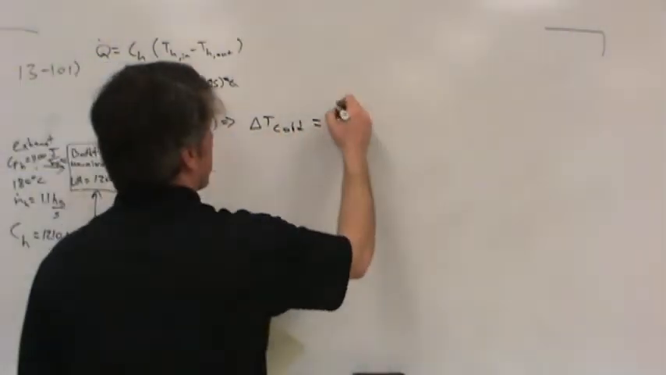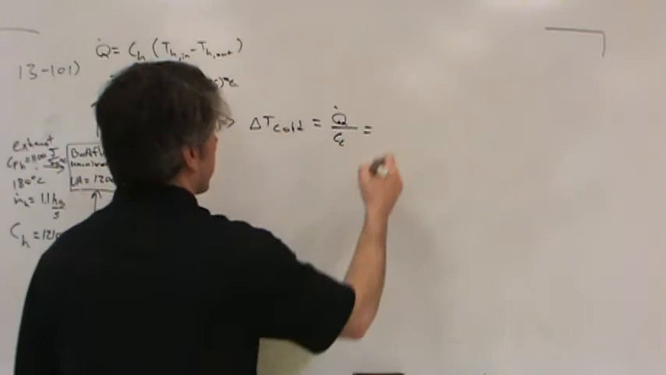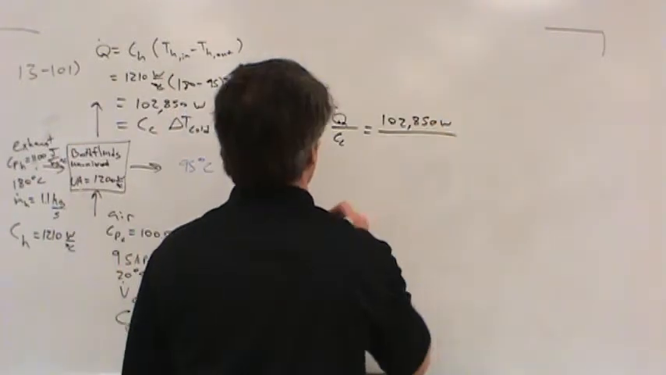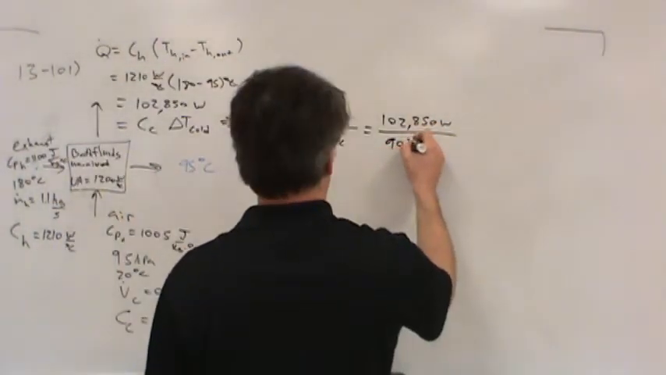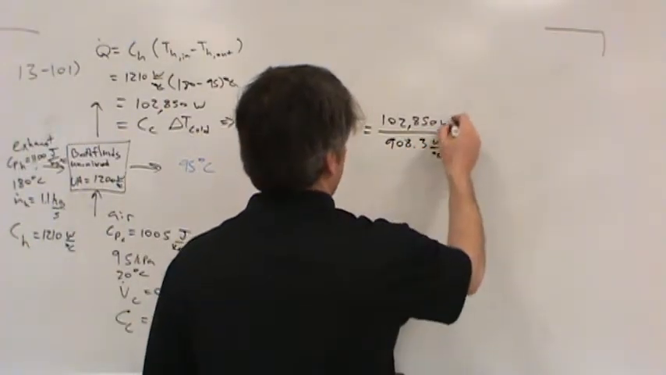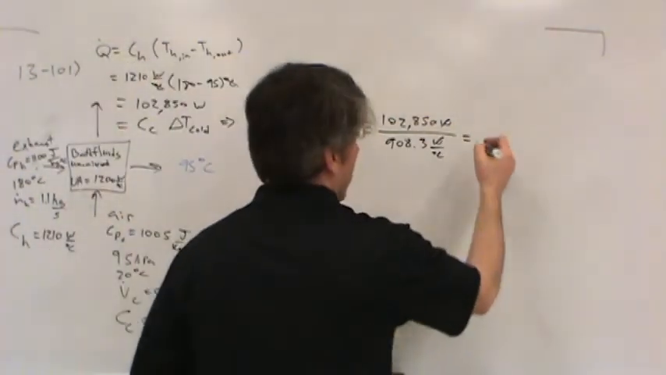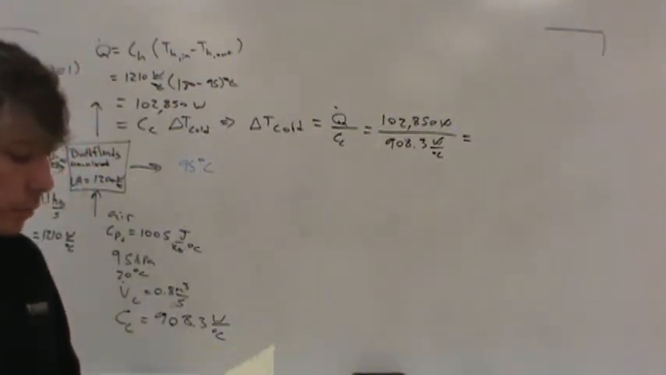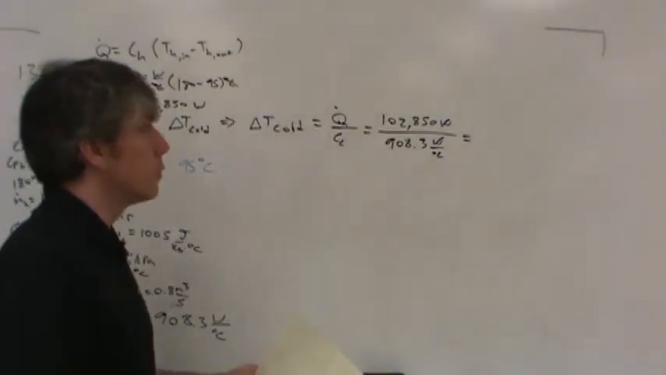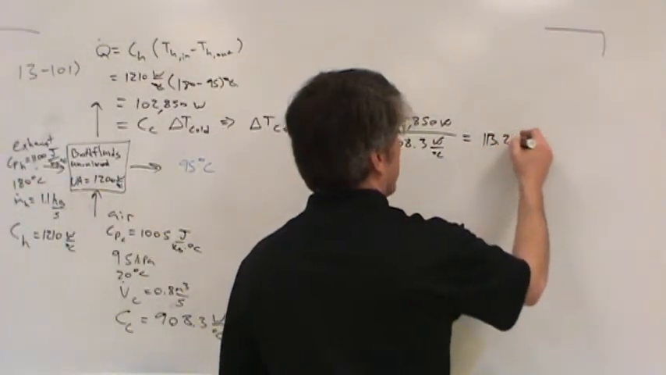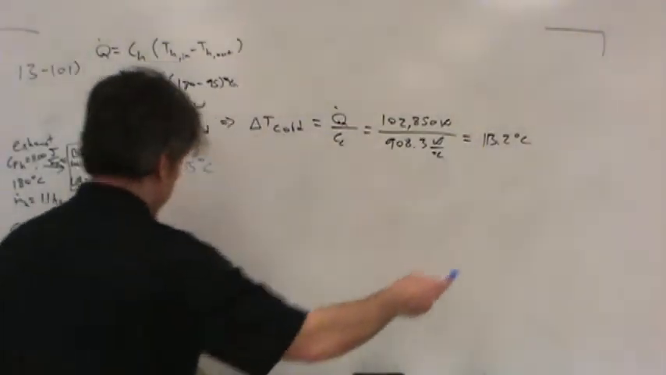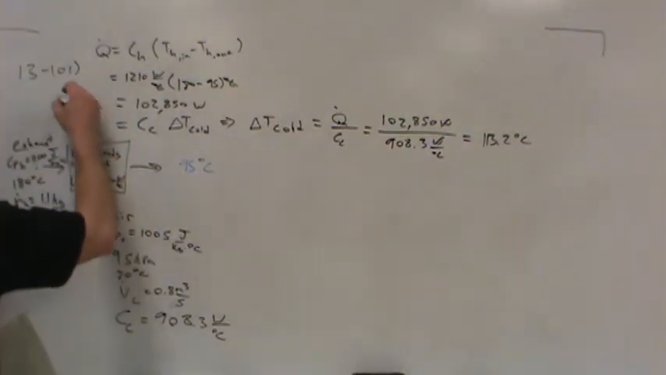That should be equal to the heat transfer rate, Q dot, divided by the capacity rate on the cold side. We calculated Q dot, it's 102,850 watts, divided by the capacity rate, which is 908.3 watts per degree Celsius. The watts go away. Tell me what the temperature change is of the air on the cold side. 102,850 over 908.3 is what? One hundred thirteen point two degrees Celsius of change. So if the air comes in at 20 degrees Celsius, what temperature does it leave at? 133.2. So all you got to do is add the 113.2 of change to the 20. You'll have 133.2 degrees Celsius.